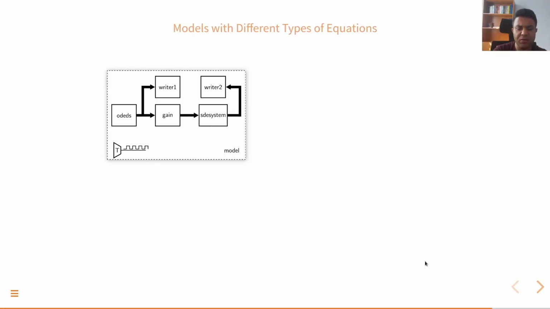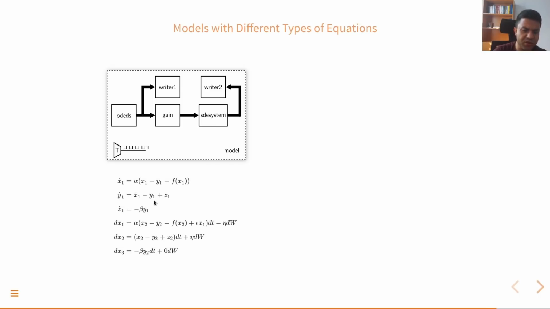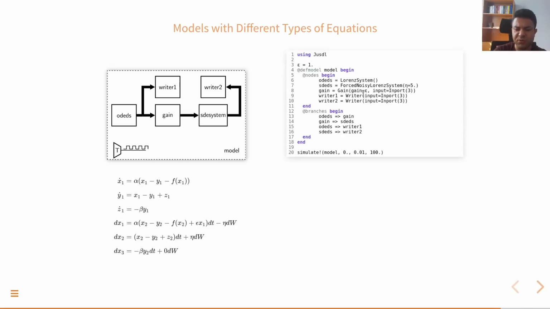Okay, we said that Jusdl simulates models that have components represented by different equation types. For example, we have an example model here. In this model, we have a component that is represented by an ODE system and another component that is represented by a Stochastic Differential Equation. You can see the Ordinary Differential Equation corresponding to the ODE system, and the Stochastic Differential Equation corresponding to the SDE system. Let's construct this model and then simulate it.